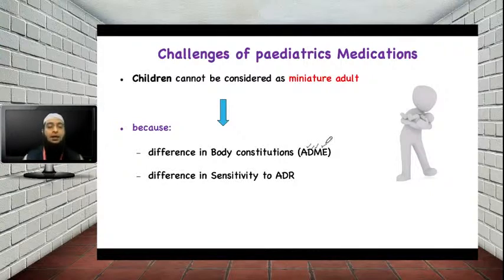In addition to that, there is also a difference in sensitivity to adverse drug reactions. We'll see a few drugs which, in an adult patient, act as a CNS stimulant, whereas in a pediatric patient the same drug produces the reverse effect. Likewise, phenobarbital is a hypnotic drug which is supposed to produce sleep in a patient, but in a pediatric patient it produces hyperkinesia. So this is the difference in effect, due to the difference in body constitution and the reactivity of the pediatric patient to the drug. You cannot consider a pediatric patient a miniature of the adult.